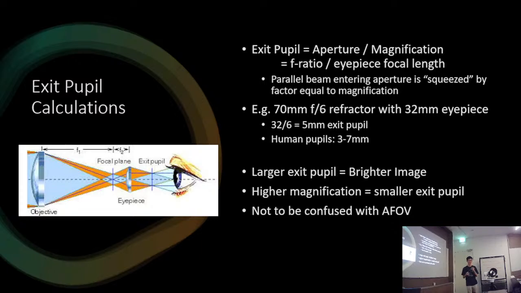When you have a higher magnification, it results in a smaller exit pupil and a dimmer image. One way to calculate the exit pupil is to use aperture divided by magnification, which makes sense because your aperture tells you how wide your light beam is when it comes into the telescope. When it exits the telescope, it exits with a certain width, which is equal to the exit pupil. The difference between these two is given by how much the telescope magnifies the image.